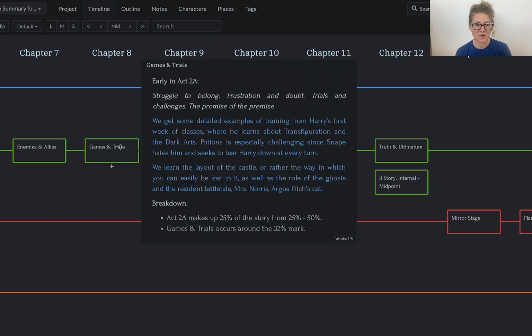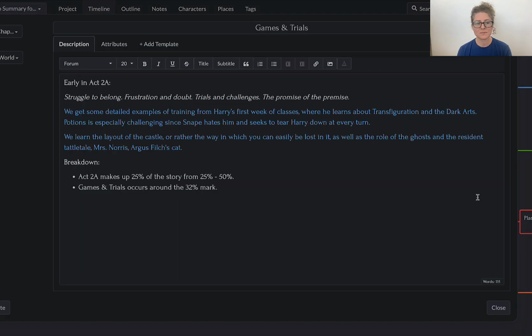All right, games and trials. Struggle to belong, frustration and doubt, trials and challenges, the promise of the premise. We get some detailed examples of training from Harry's first week of classes, where he learns about transfiguration and the dark arts. Potions is especially challenging since Snape hates him and seeks to tear Harry down at every turn.